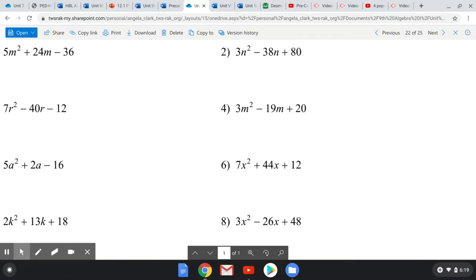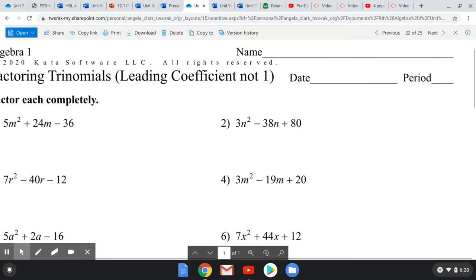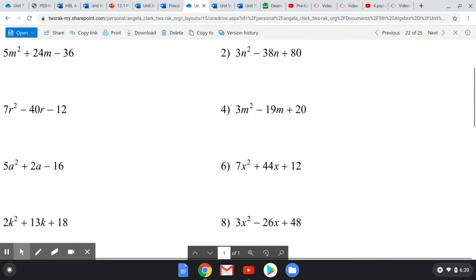Hi guys, in this video I'm going to be talking about the slide and divide method of factoring. This is still factoring trinomials with a leading coefficient that is not 1. So we're going to talk about the slide and divide. So the slide part, basically we are moving the front number to the end.